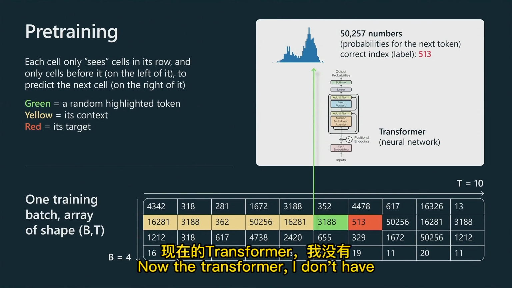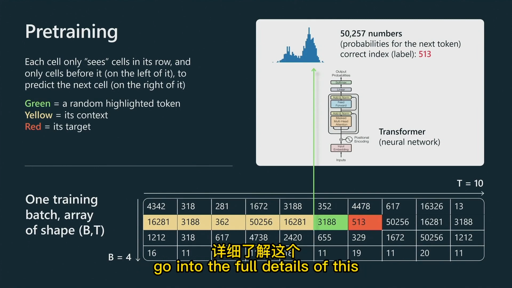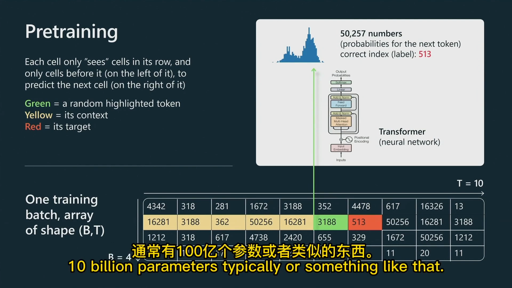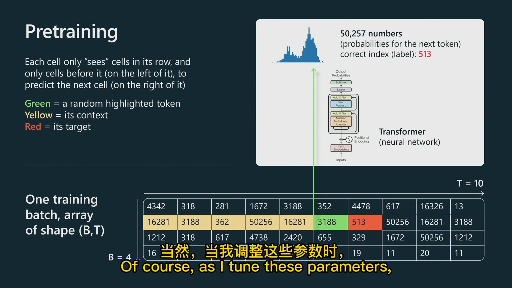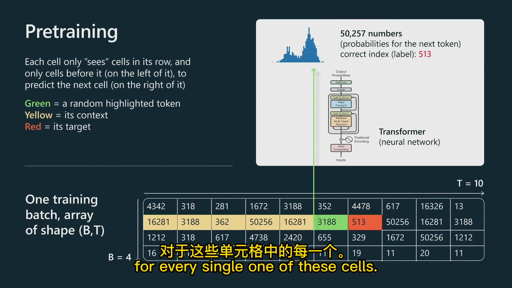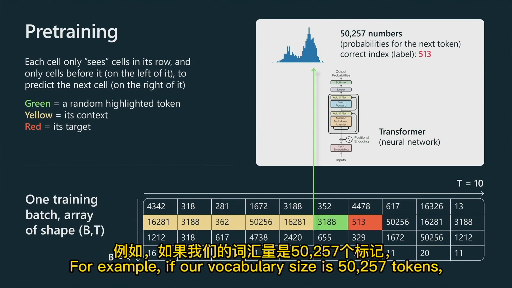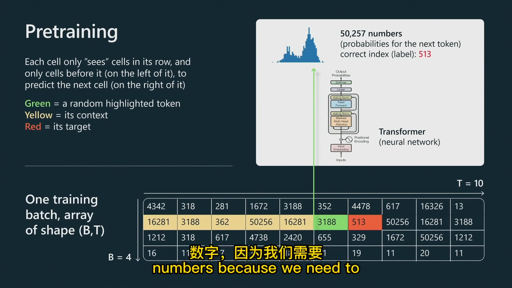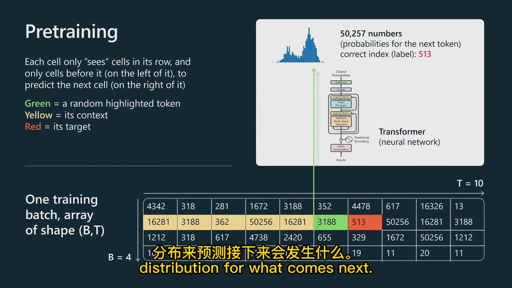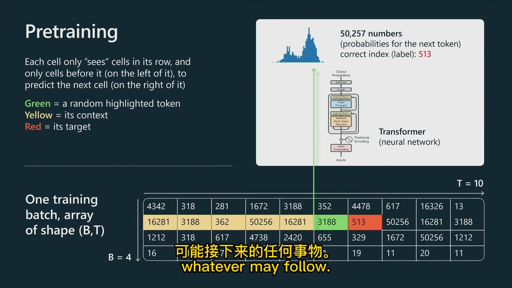Unfortunately, I don't have much time to go into the full details of this neural network architecture. It's just a large blob of neural net stuff for our purposes, and it's got typically several 10 billion parameters or something like that. And of course, as you tune these parameters, you're getting slightly different predicted distributions for every single one of these cells. For example, if our vocabulary size is 50,257 tokens, then we're going to have that many numbers, because we need to specify a probability distribution for what comes next. So basically, we have a probability for whatever may follow.